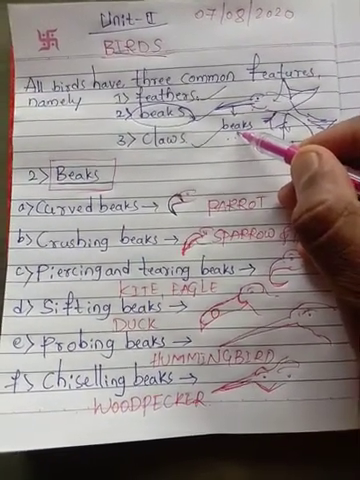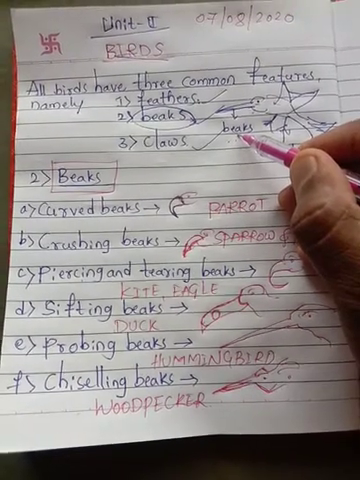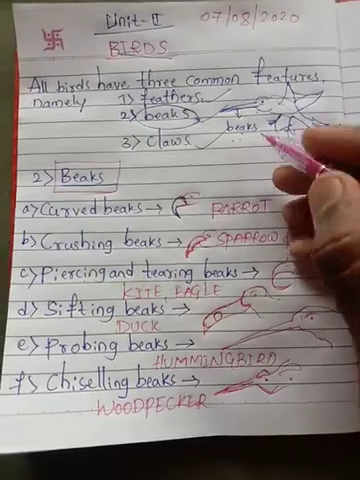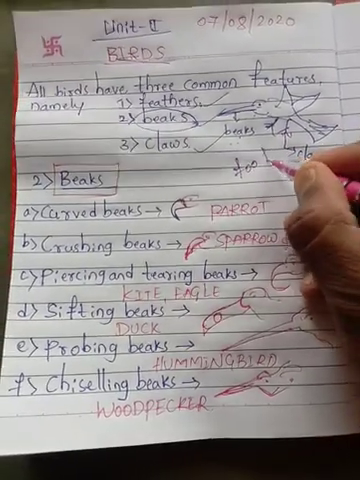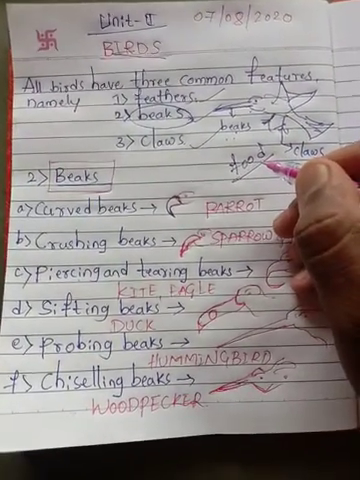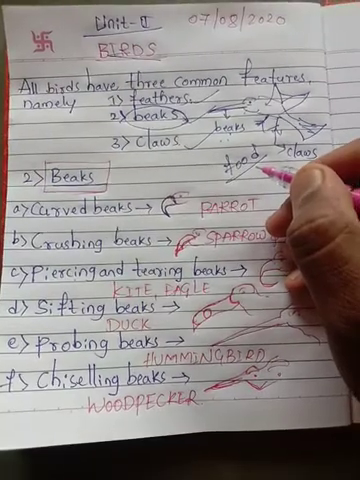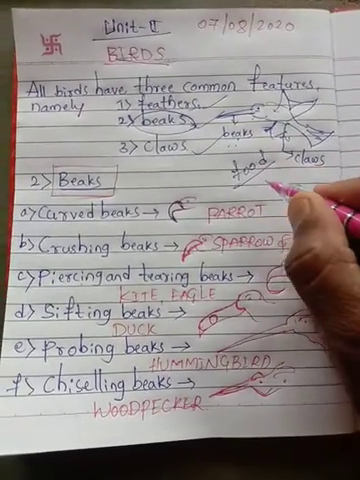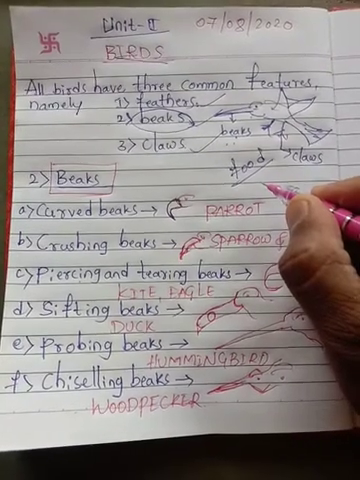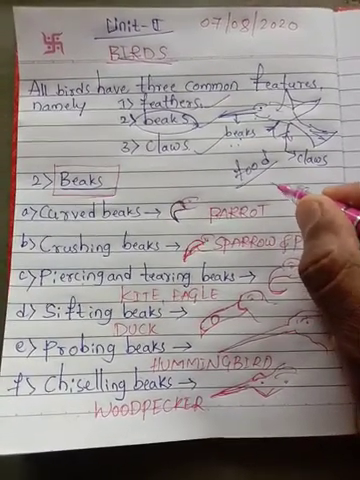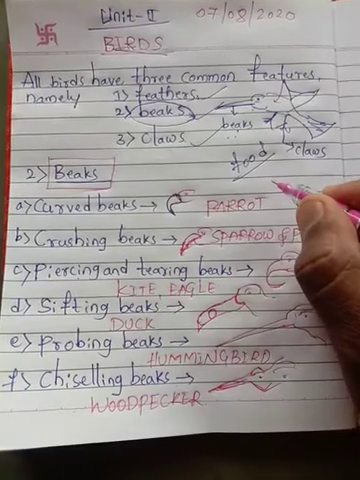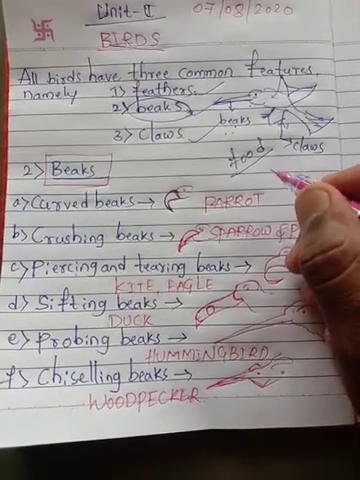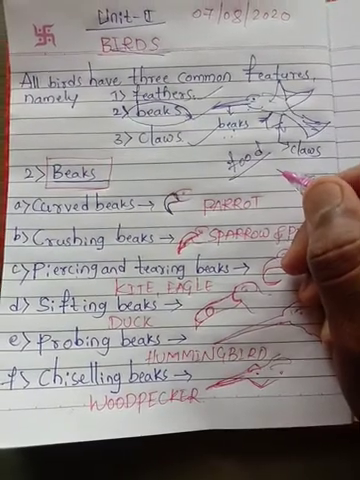The shape of a bird's beak depends upon the type of food they eat. Birds do not chew their food and do not have any teeth, so they use their beaks to bite, crush or tear the food. So all birds have beaks.